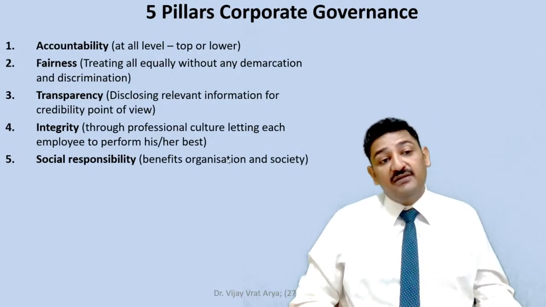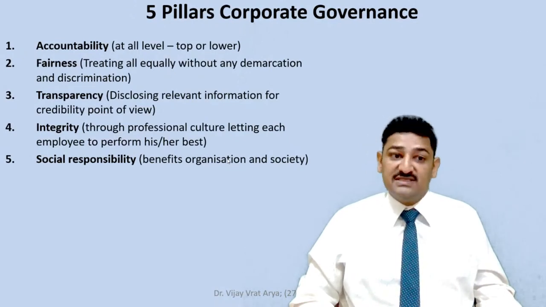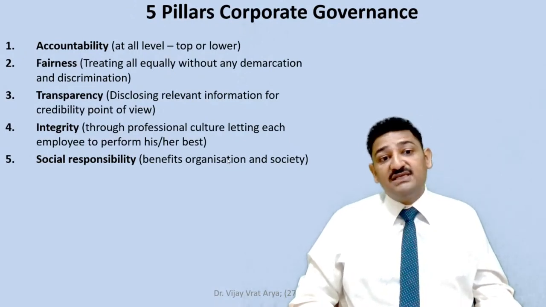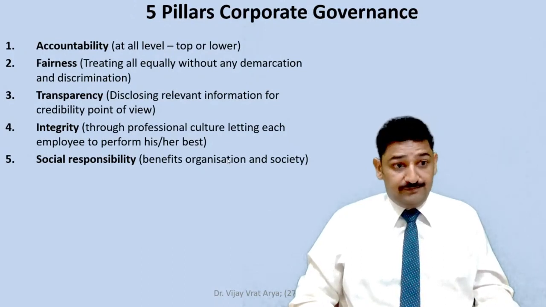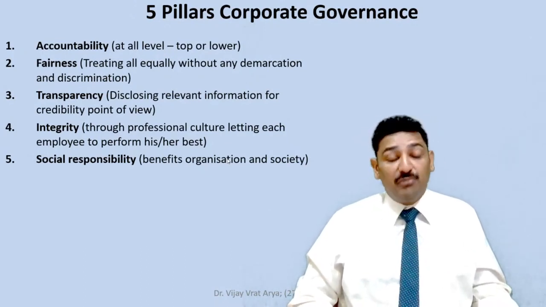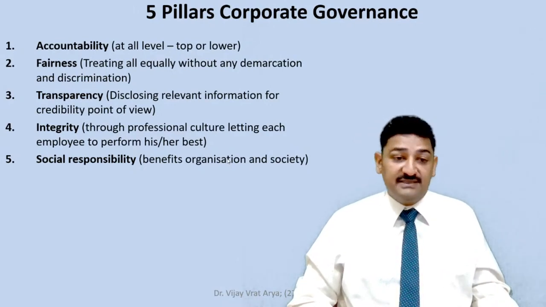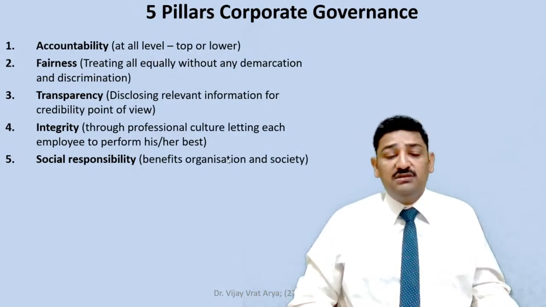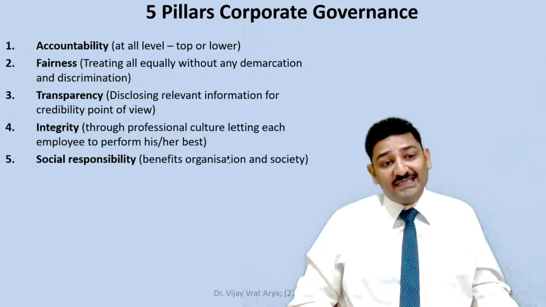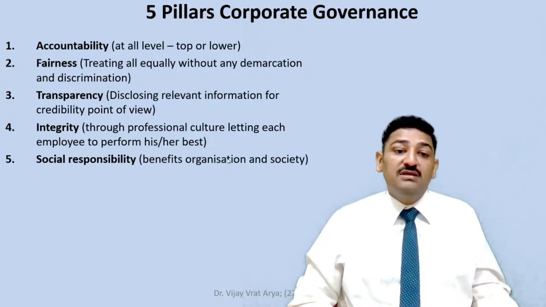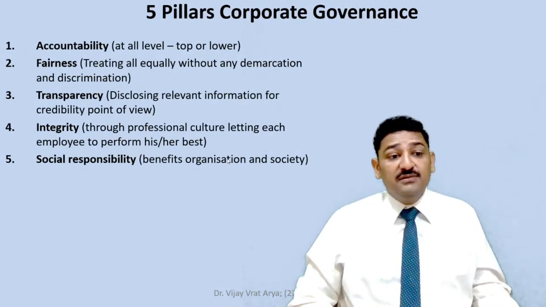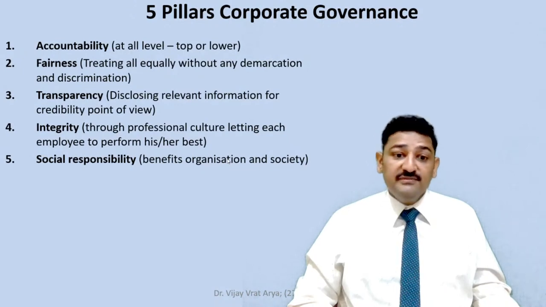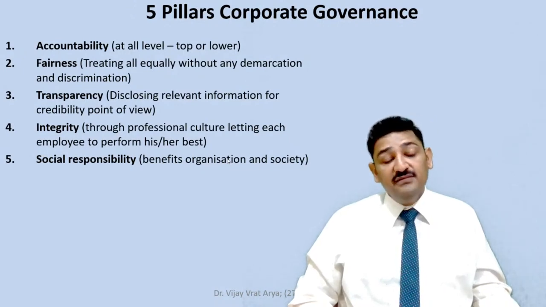The third pillar of corporate governance is transparency. Here, transparency is in terms of disclosing the relevant information for the credibility of the organization. The fourth important pillar of corporate governance is integrity, and that happens through a professional culture that lets each employee perform the best he or she can. The last pillar is social responsibility that benefits the organization and the society at large.